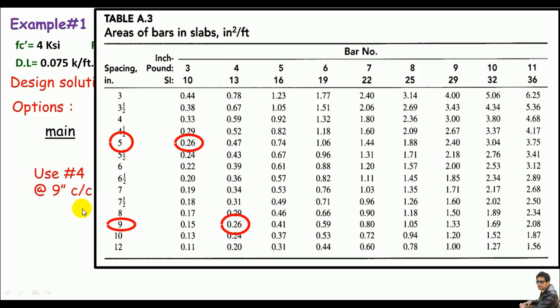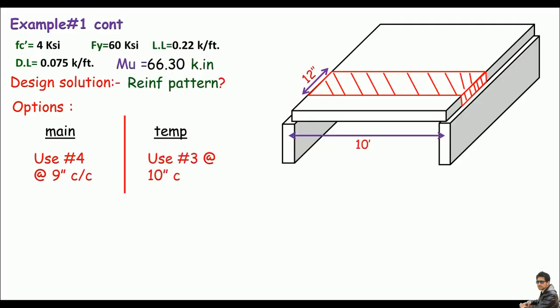Now let me pick a nice option for temperature bars. The temperature bar area was 0.1296 square inches, which is equal to about 0.13, and this is much less than the main steel area. So if I pick number 3 bar, 0.13 is right over here, and the spacing will be 10 inches center to center. This is the best choice for me now, because there is nothing else to do except this one. So I'll say use number 3 bar at the rate of 10 inch center to center for temperature bars. And this is the design.